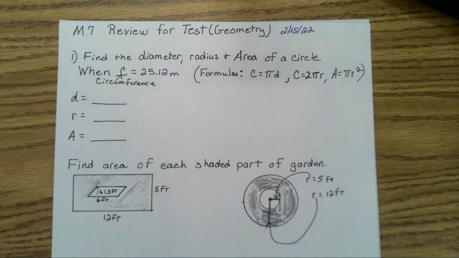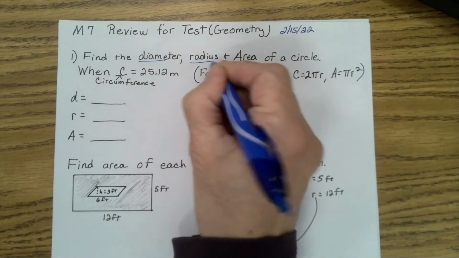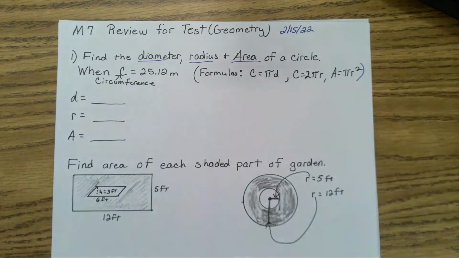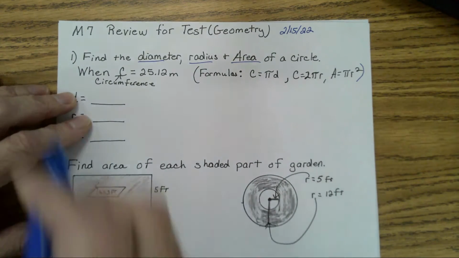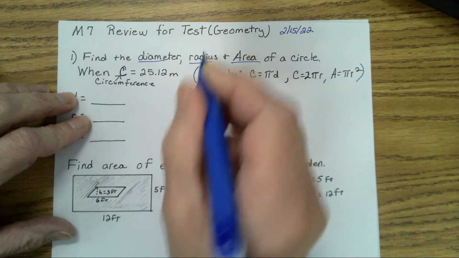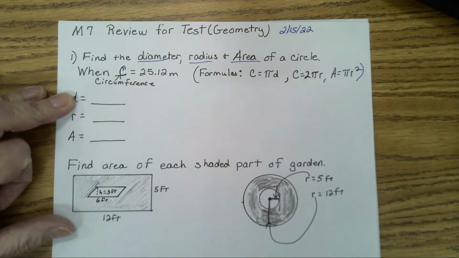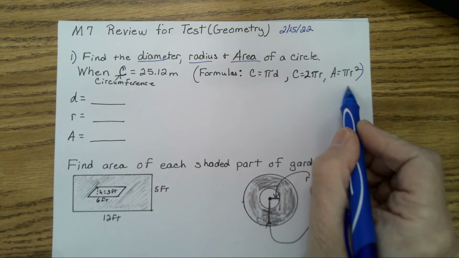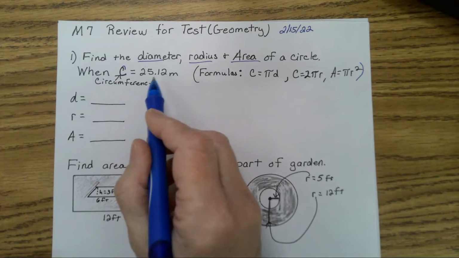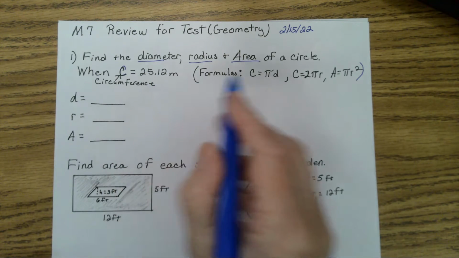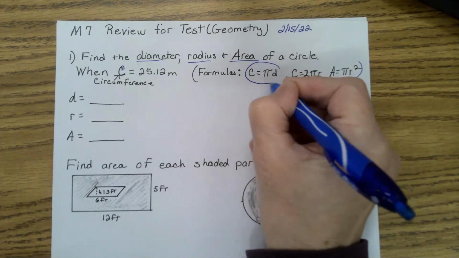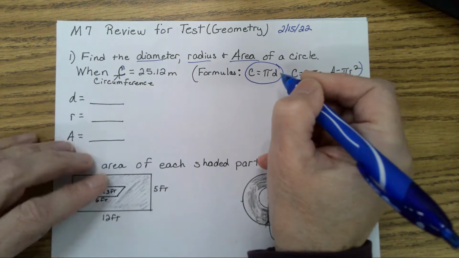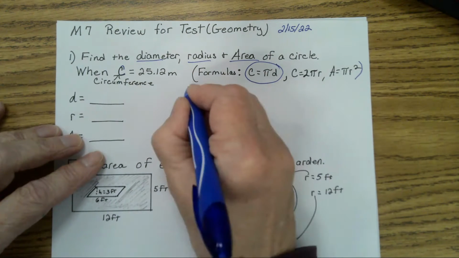So back to these problems. It says find the diameter, the radius, and the area of a circle when the circumference is 25.12. Well, you're lucky you have these formulas. My circumference is 25.12. I think I'll use this formula because I know what pi is, right? So we're going to use this one.